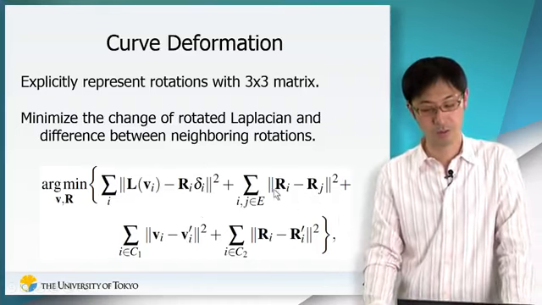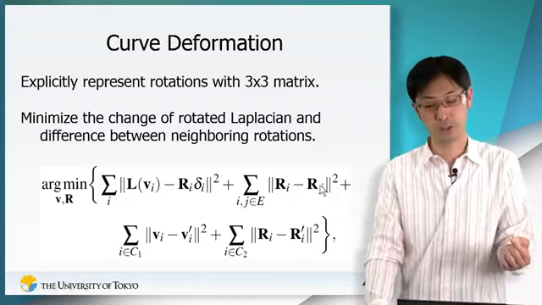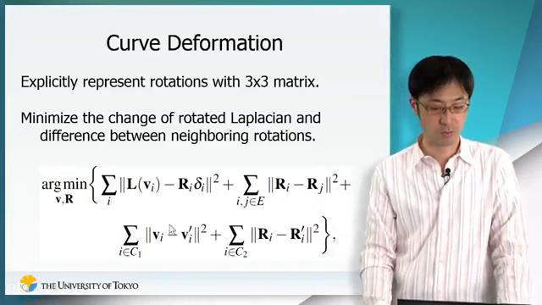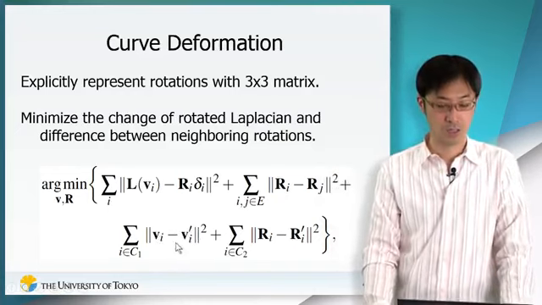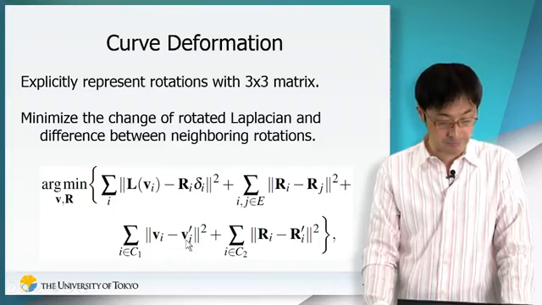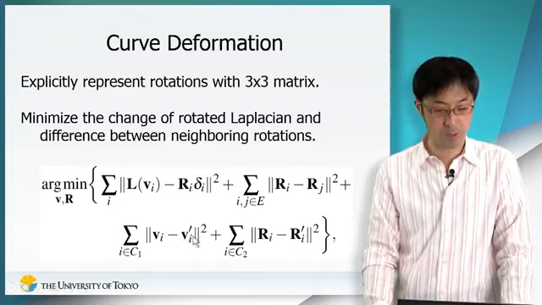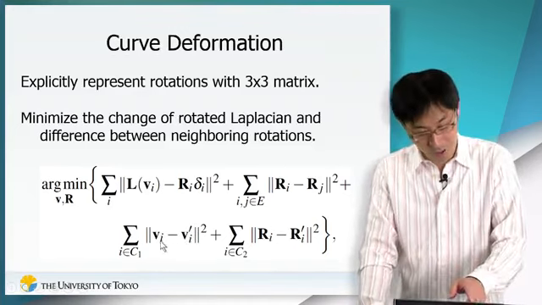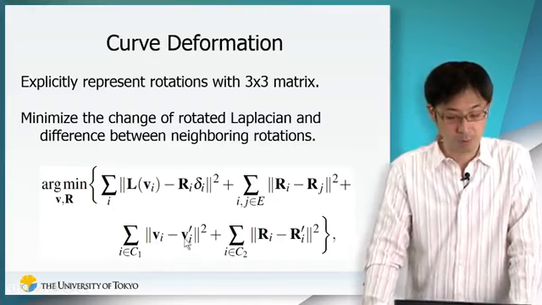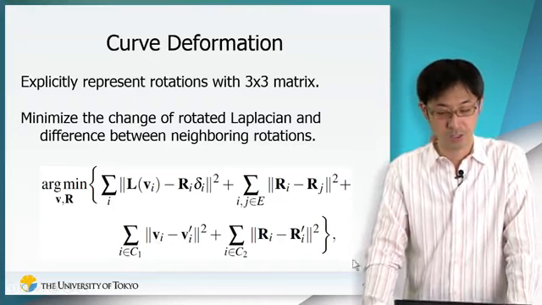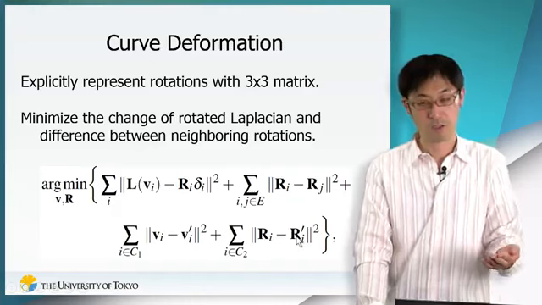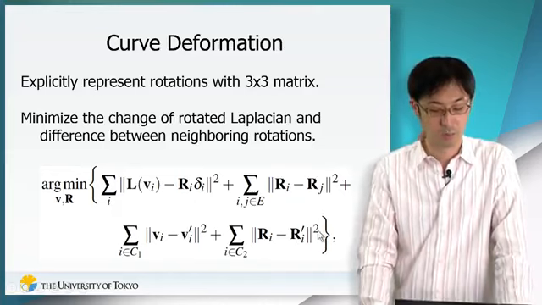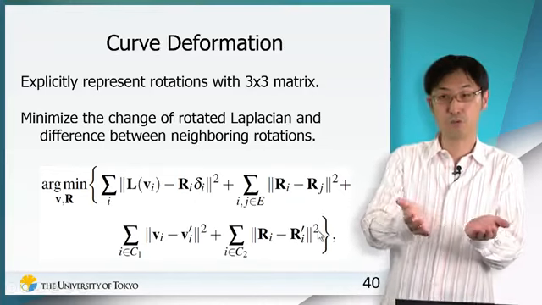And this one tries to minimize the difference between neighboring rotations, so it tries to achieve smooth rotations. And then this one tries to minimize the difference between the current position and nearby positions, which means smooth positions. This tries to minimize the difference between original position and updated position. Similarly, this one tries to minimize the difference between the previous rotation and the updated rotation. So by solving this system, it tries to find a smooth deformation.